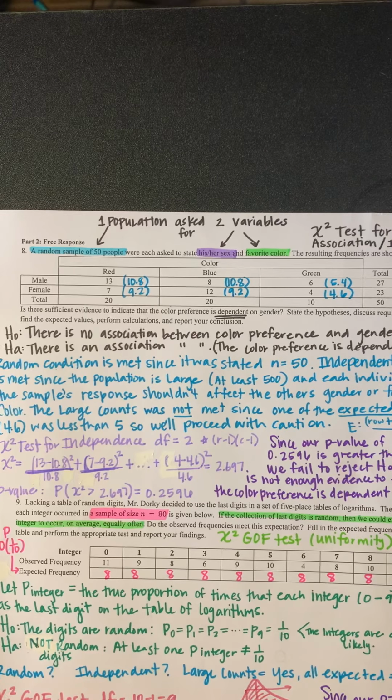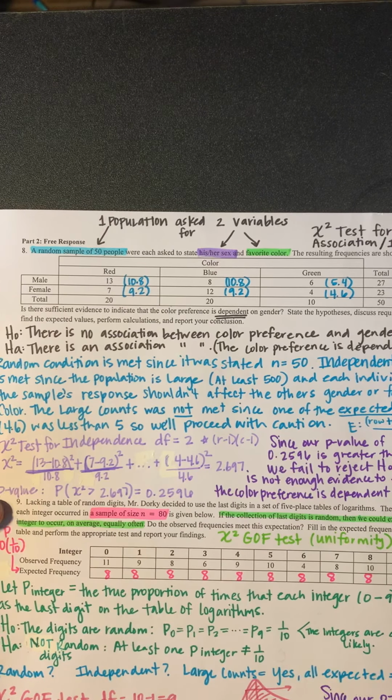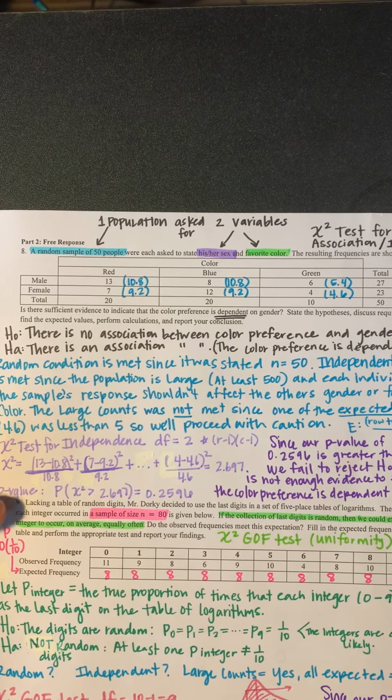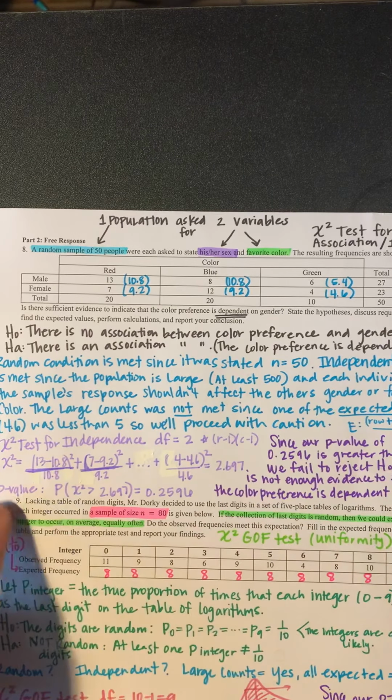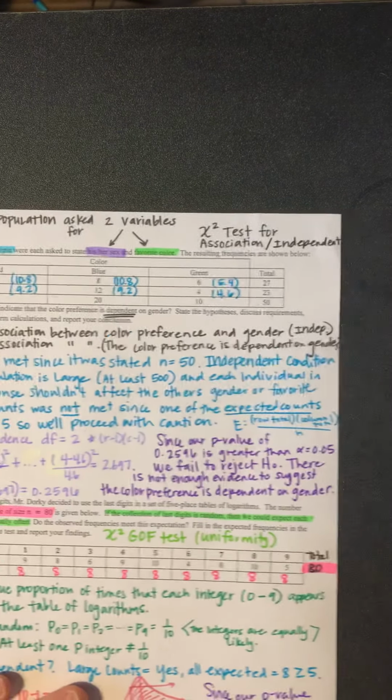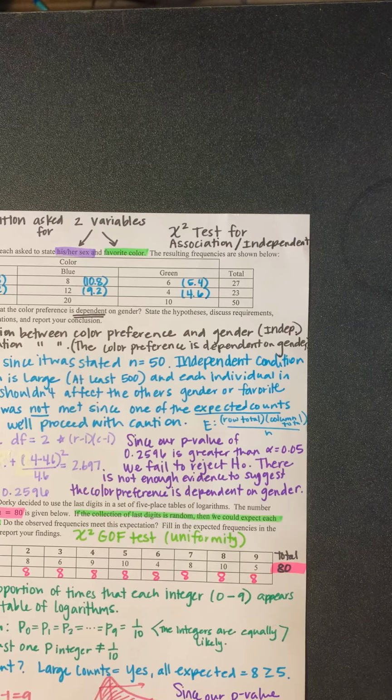All right. And I showed work. Remember, all that's nice, not necessarily required. If you just wrote the test statistic and the p-value, you'd be all right as long as you get the correct conclusion. So since our p-value was greater than our alpha, we would fail to reject our null hypothesis. There is not enough evidence to suggest that the color preference is dependent on gender.